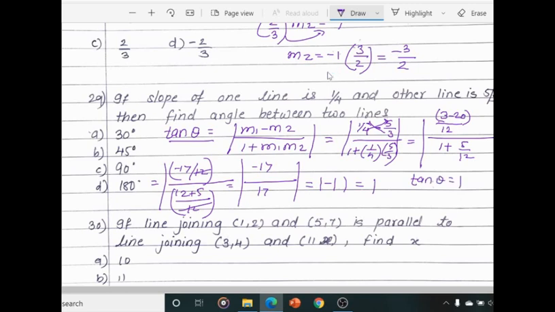And we know which value of theta gives tan theta is equals to 1. So tan 45 is equals to 1. So we can write it as theta is equals to 45 degree. Next question.